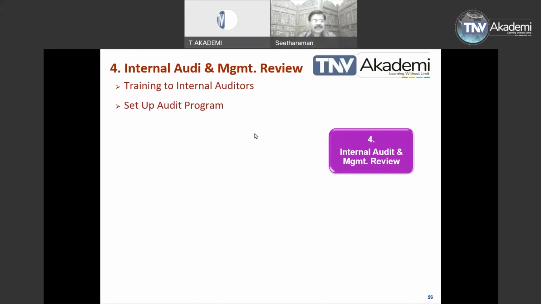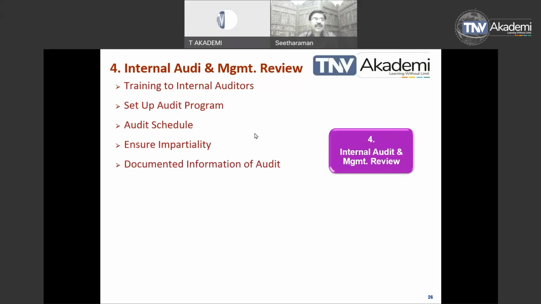Then set up the audit program. It can be an integrated audit program with the audit schedule and everything lined out by the management representative. So the audit schedule will be there. Then ensure impartiality. A person working in mechanical maintenance cannot audit mechanical maintenance because it will not be proper. It will be a conflict of interest. So we need to ensure impartiality by allocating the auditors accordingly, so that there is no clash between their audit department and their own department.